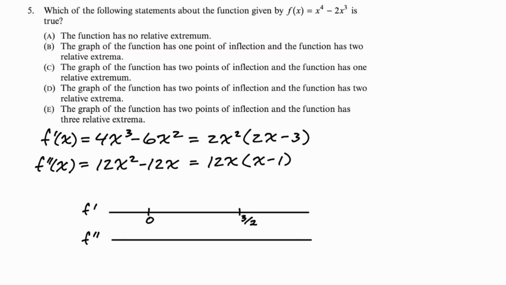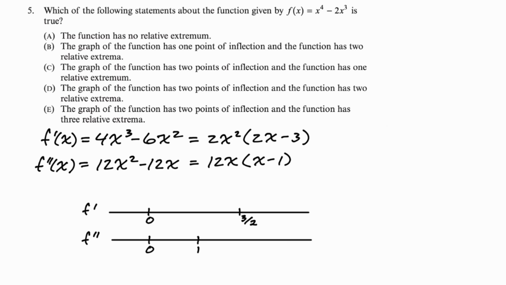And then what we want to do is we want to put the numbers for f double prime in the correct relative location. So the 0 will go with 0, and then 1 has to go between 0 and 3 halves to make sure that we're lining things up correctly in the event that we need to do increasing concave down or decreasing concave up, something like that. Let's figure out signs on intervals, right?